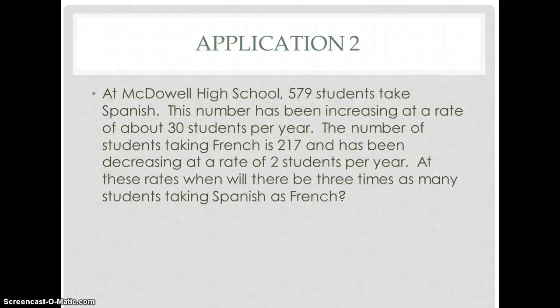Our last example here. At McDowell High School, 579 students take Spanish. This number has been increasing at a rate of about 30 students per year. The number of students taking French is 217 and has been decreasing at a rate of 2 students per year. At these rates, when will there be 3 times as many students taking Spanish as French?